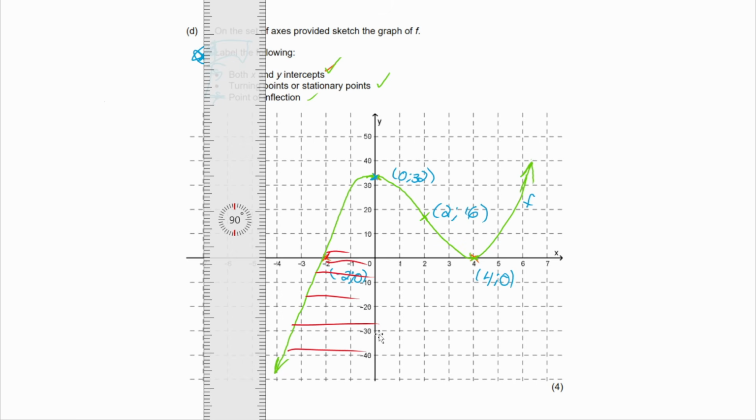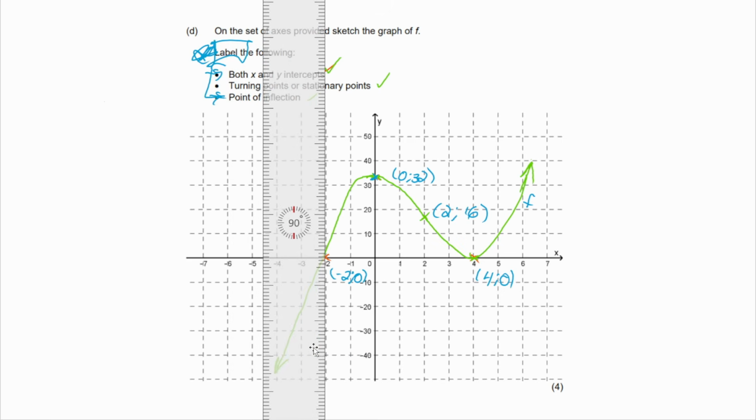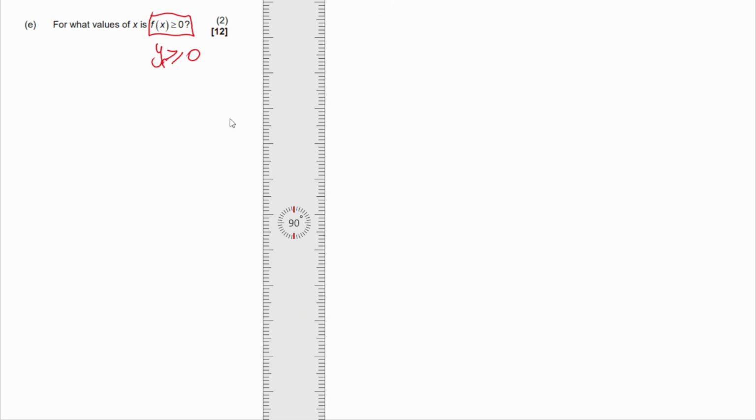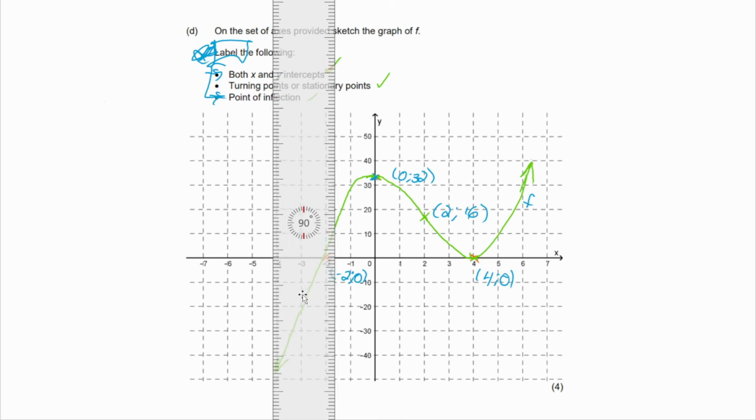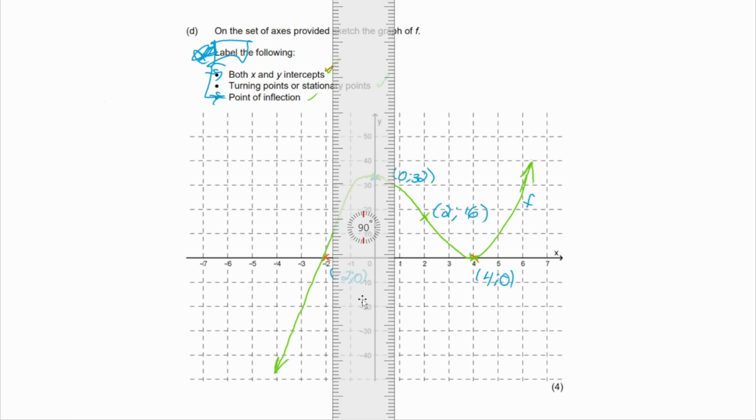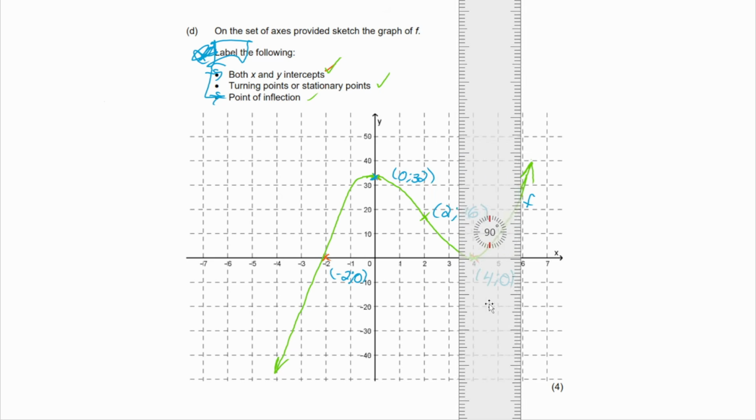Remember, they're just asking for y values. So here our y's are negative, negative, negative, negative. Here our y is 0. Are we allowed to be 0? Yes, because it's bigger than or equal to 0. So here we're positive, positive, positive, still positive. Here we go, 0, and then we're just always positive.